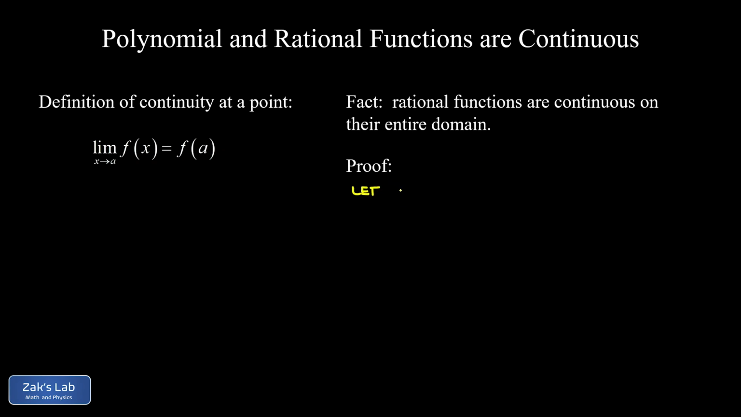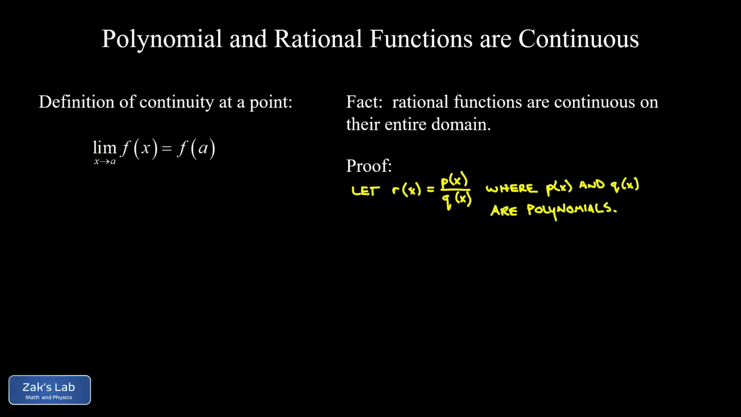And we need a name for this thing. I suppose we'll call it R for rational. So I'm going to say let R of x be a rational function. How do I write that? I can write it as a quotient of two polynomials. So I say let R of x equal P of x over Q of x, where P of x and Q of x are polynomial functions.